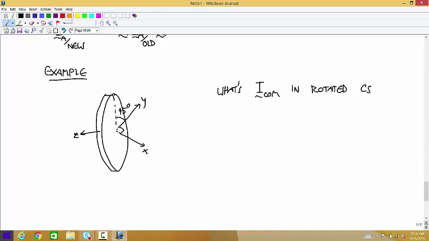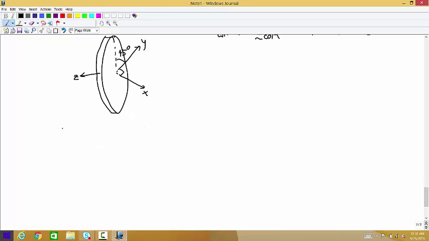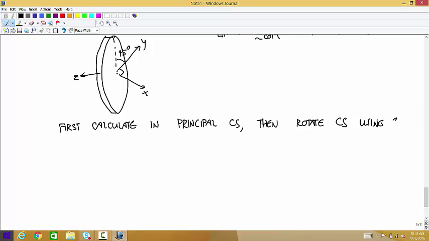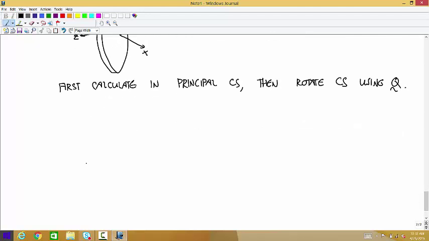Well, the way we're going to do that is we're going to first calculate it in a non-rotated coordinate system. So first we'll calculate it in the principal coordinate system. And then we'll rotate the coordinate system using rotation matrices. Okay, so if this is the disk, and let's say our principal coordinate system is capital X, Y, Z.